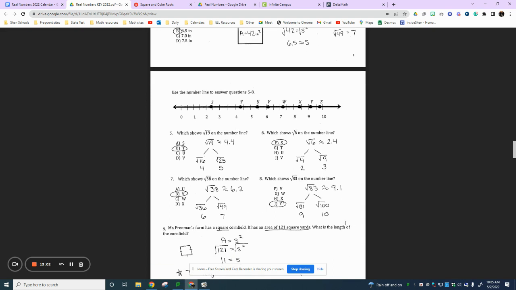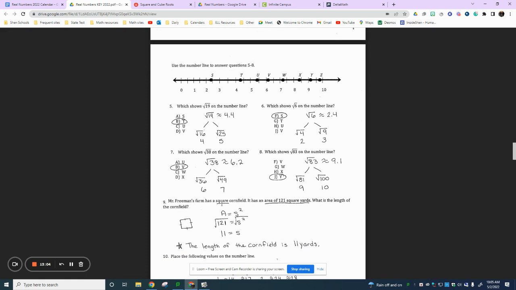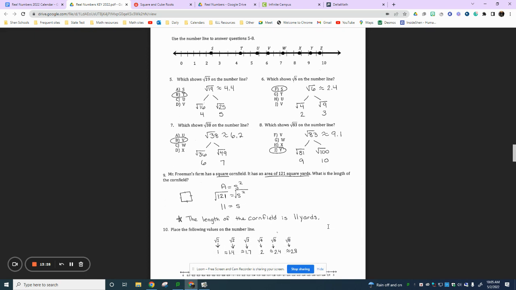Now, number 9, Mr. Freeman has a farm and it has a square cornfield. It has an area of 121 square yards. What is the length of the cornfield? So again, I'm going to take the square root of both sides of my equation. And again, because this is actual distance, I'm going to have 11 yards, not negative 11. And then if you haven't done number 10 yet, keep the video paused, try it, and then check your answers.